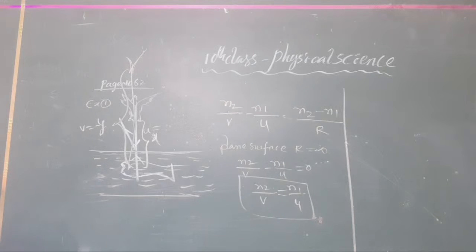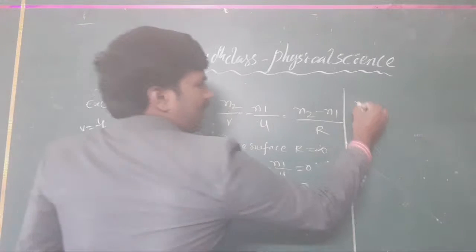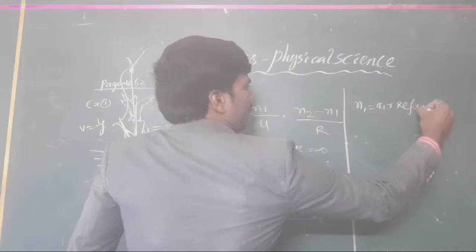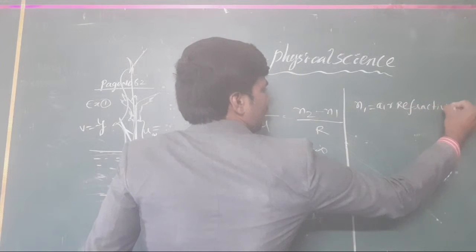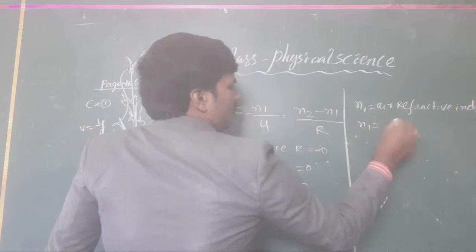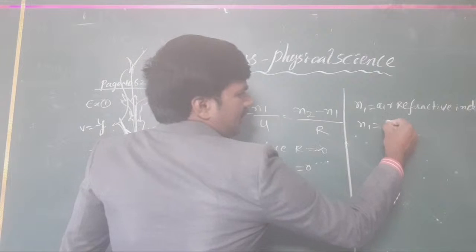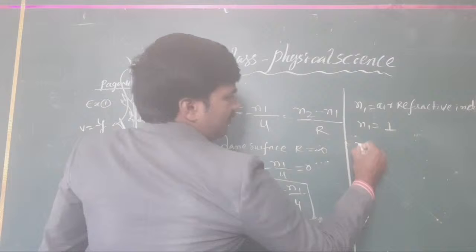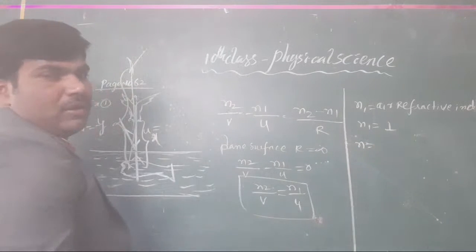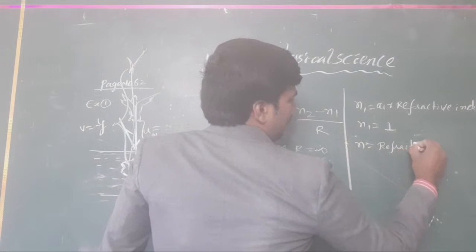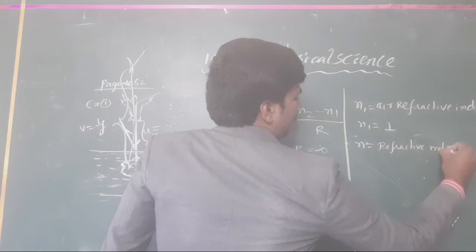And the next one is what we have taken here. n1 is taken as a refractive index. You know very well, n1 is taken as 1. You know very well about that. The refractive index of air is 1. And there is another value, n, that is taken as the refractive index of the water.